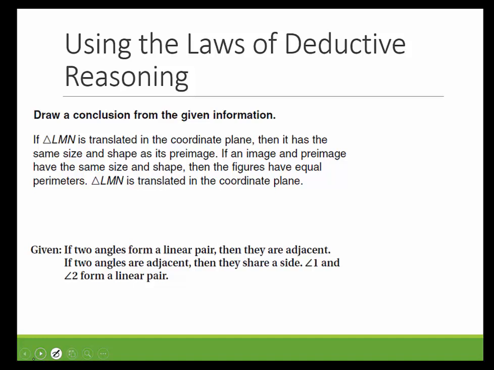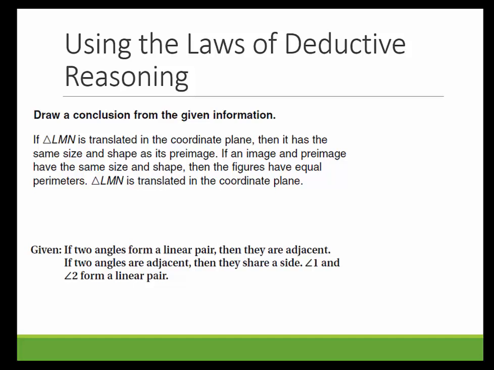So now we're just going to give you some information, and you're going to have to use either the law of detachment or the law of syllogism. So if triangle LMN is translated in the coordinate plane, then it has the same size and shape as the pre-image. If an image and pre-image have the same size and shape, then the figures have equal perimeters. Triangle LMN is translated in the coordinate plane.